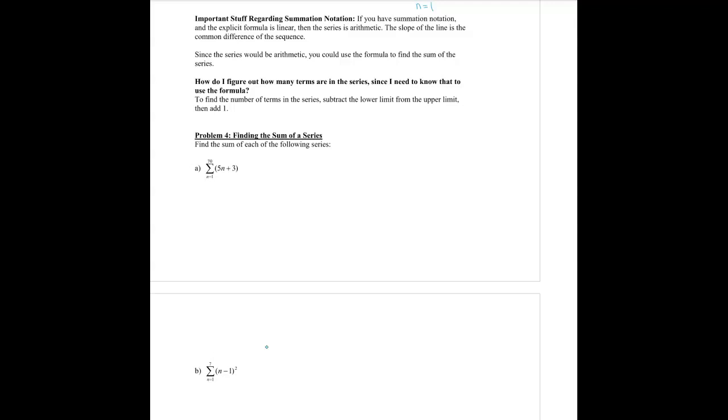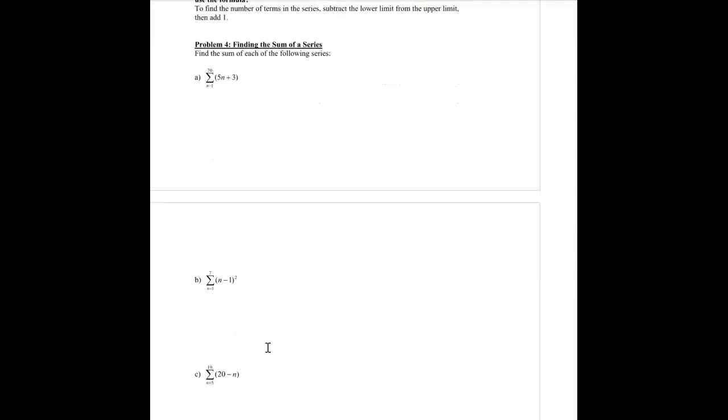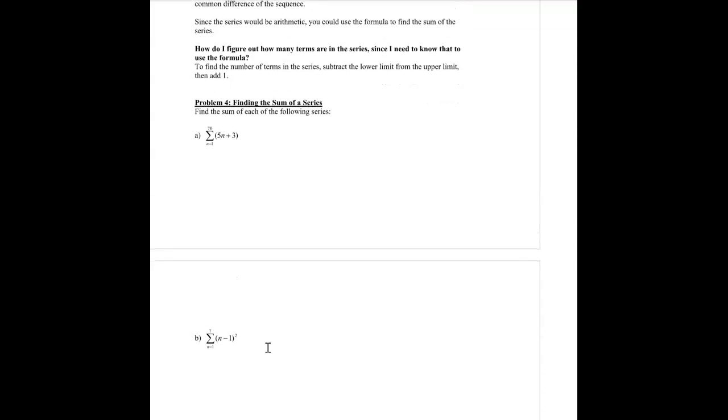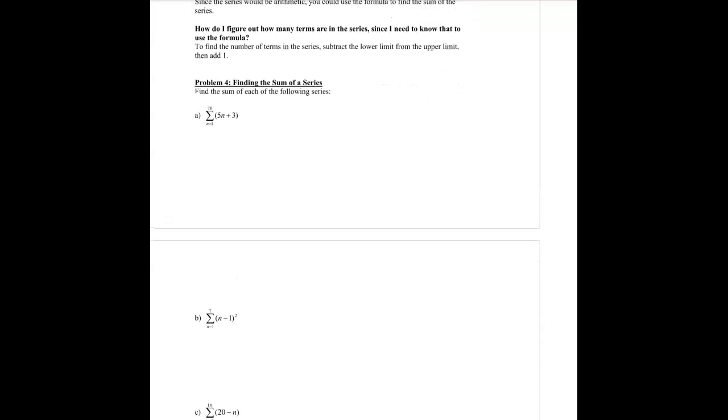How do I figure out how many terms are in the series? Since I need to know that to use the formula, to find the number of terms in the series, we just need to subtract the lower limit from the upper limit and then add 1. Most of the time that's not going to be too bad at all, but we can do this.